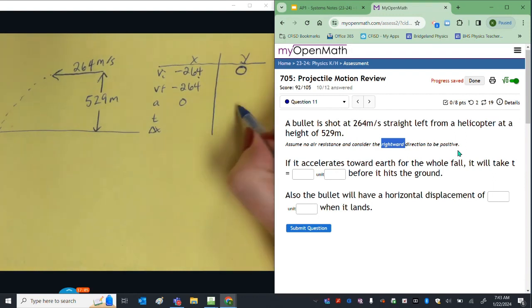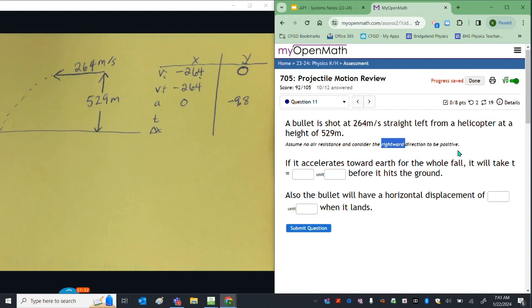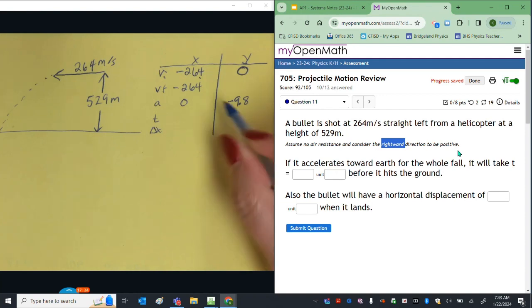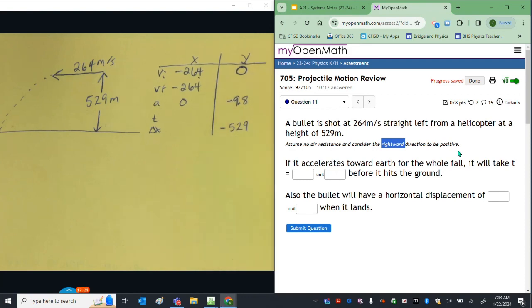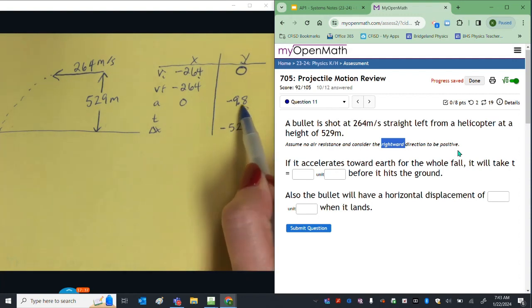Vertically, I know that I do have acceleration of negative 9.8 meters per second squared due to gravity. I don't know what my final velocity is. I only know that it isn't moving vertically at first and it's going to accelerate for some amount of time to get to a faster speed. But I do know how far it's going to fall while that happens. Because it started out 529 meters high, the displacement vertically will be negative 529 because that's how far it has to fall to reach the ground. So from this information, I can solve for the time using my vertical data.